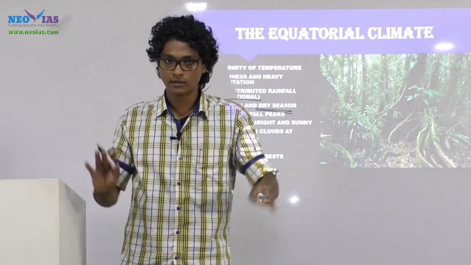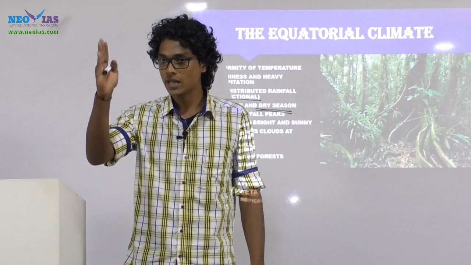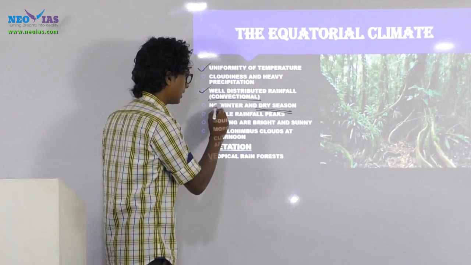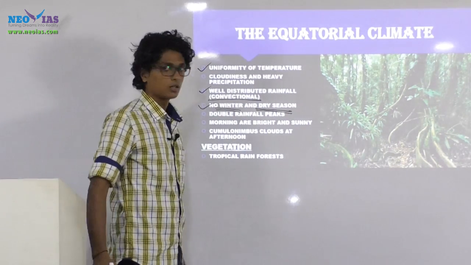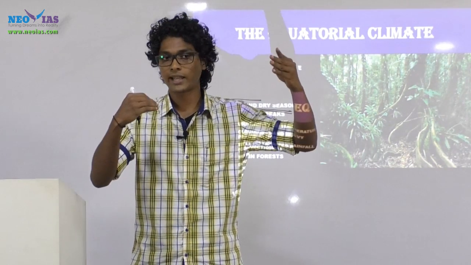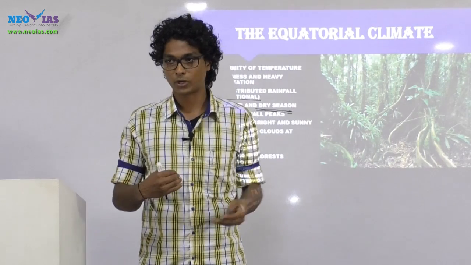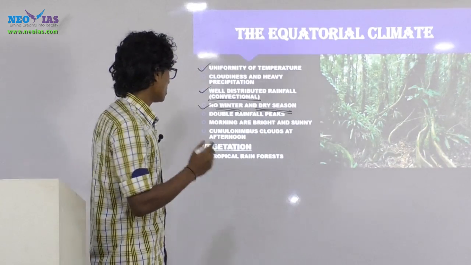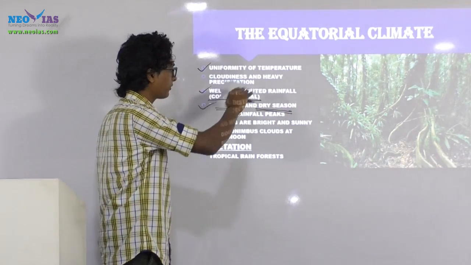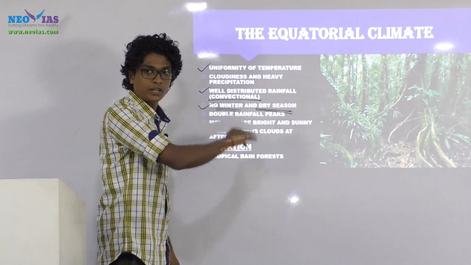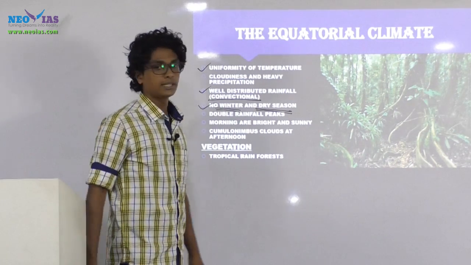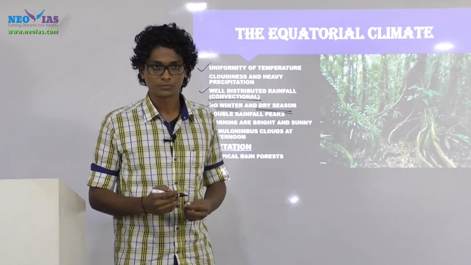Throughout the year there is rainfall, and they won't have any winter season either. Now think about it, why do we not have a winter season? Because the insolation is there throughout the year, because the regions are lying within the Tropic of Cancer and Capricorn. So these are the three major features of equatorial climate: uniformity of temperature, convectional rainfall which is well distributed throughout the year, and no winter season and no dry season either.